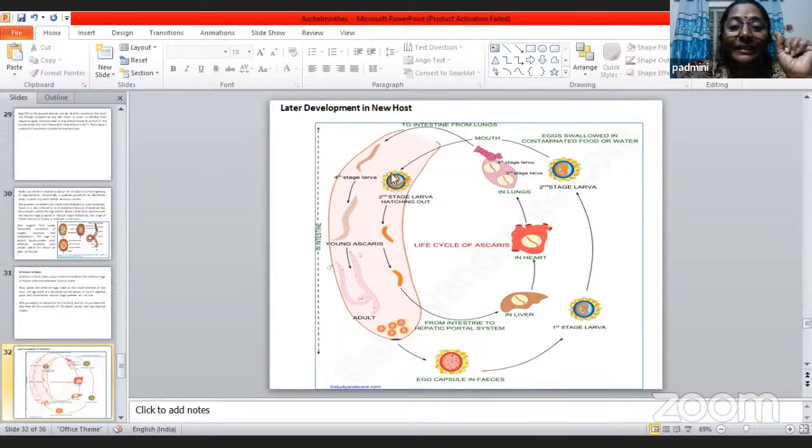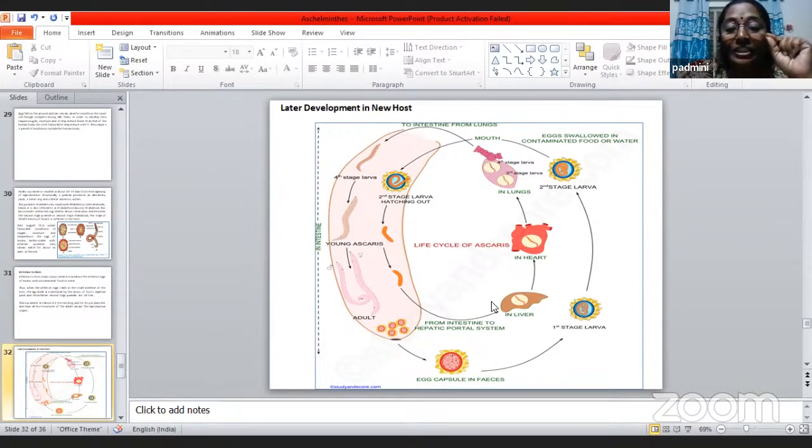Once in the intestine, the second stage larva hatches, that is, the chitinous outer covering is thrown out and the free swimming larva comes out. This is a second stage larva. And from the intestine, they bore outside with the help of the triradiated lips. The lips also have teeth, I told you all. They pierce the intestinal wall and come outside into the circulation.